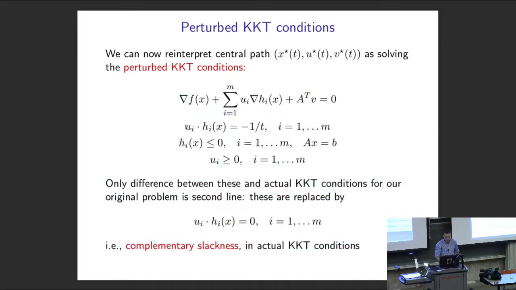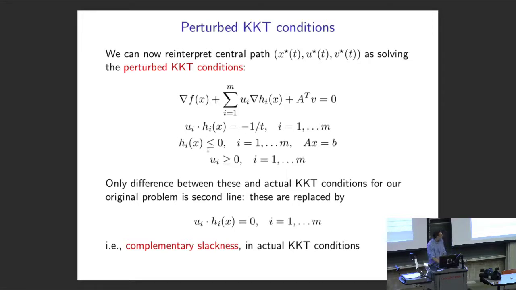By construction, I've introduced ui to meet this constraint. Ui times hi of x is equal to minus 1 over t, right? Because I just defined ui to be minus 1 over t times hi of x.